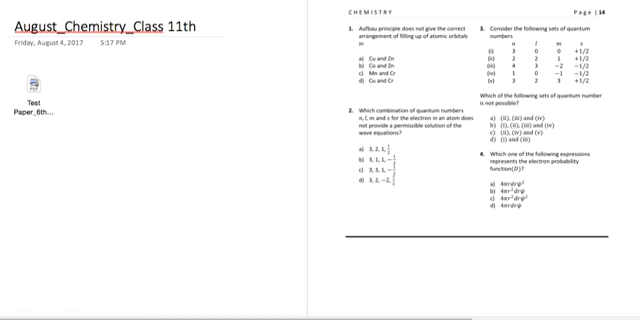Hello friends, let's discuss the JEE Mains paper which you did on 6th August. So I'll directly start with question number 1.